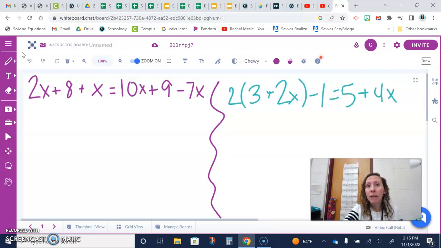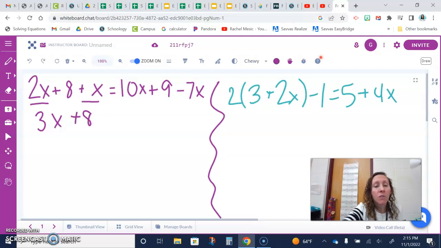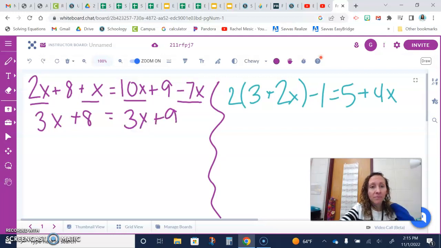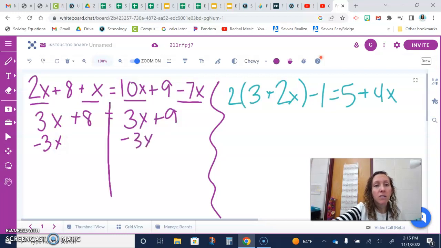So next we want to combine like terms. We have a 2x and another x, so that is 3x. And then we still have that 8 over there on the left. On the right, we have 10x minus 7x, which is 3x, and we still have that 9. Then we need to get the x's on one side, or the variables on one side. So I'm going to subtract 3x, and I'll do that over here as well.